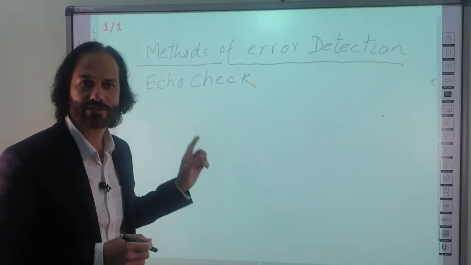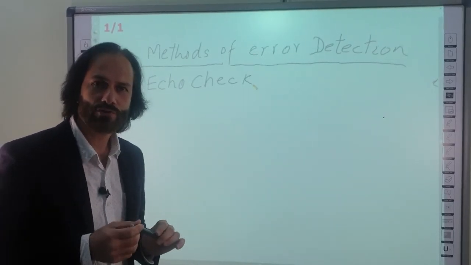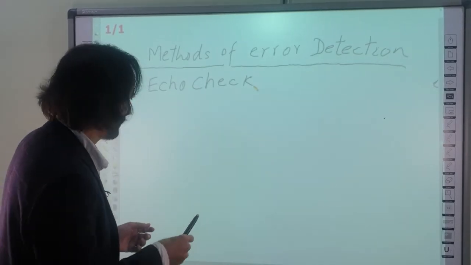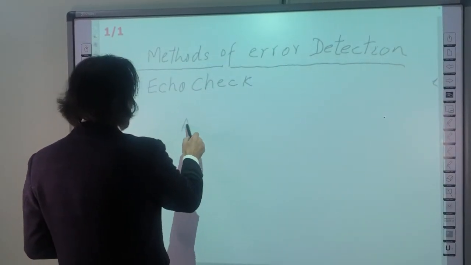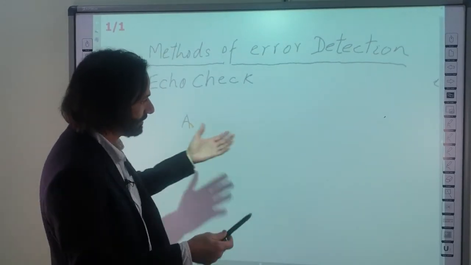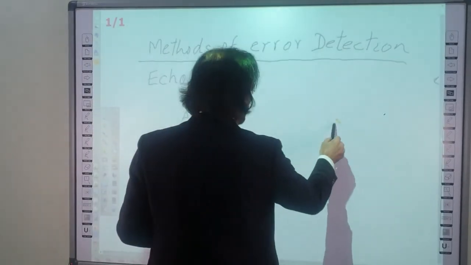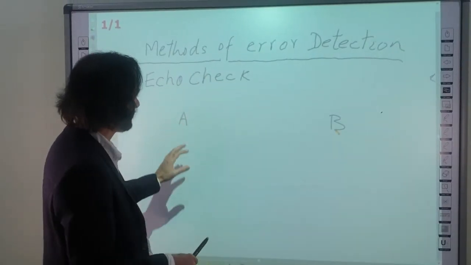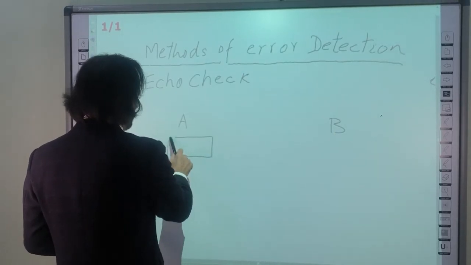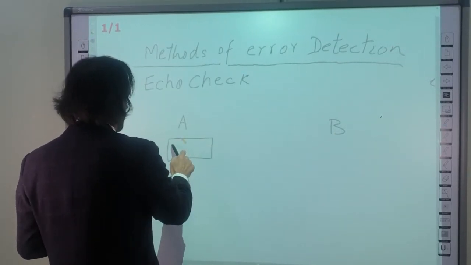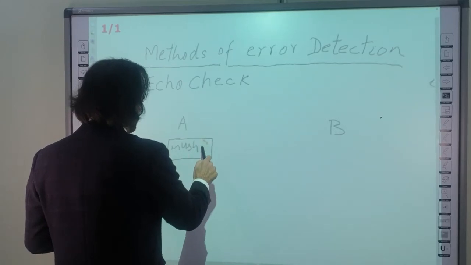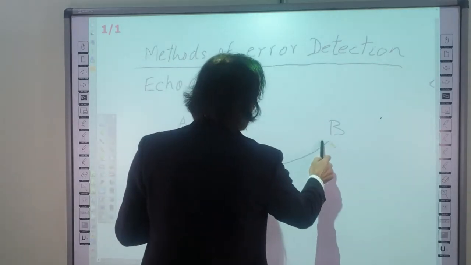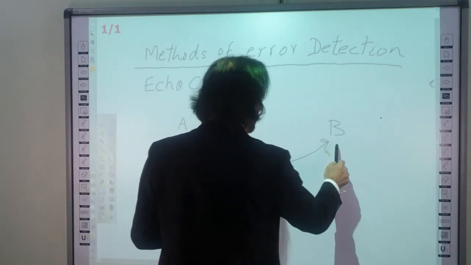Next error checking method is echo check. So how is the echo check applied, how does echo check work? For example, we consider this is computer A, as we have considered in other error checking methods. This is computer B, the receiving side. When the sender sends certain data, let's say this data consists of, okay, my name, Mushtaq. This data has been sent to computer B, which is the receiving computer.